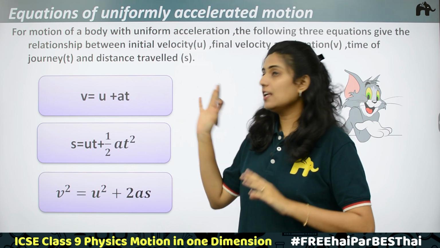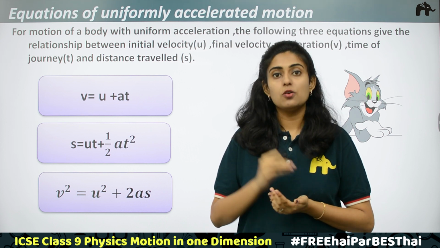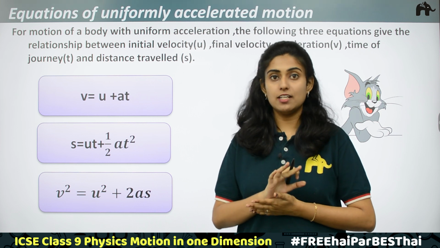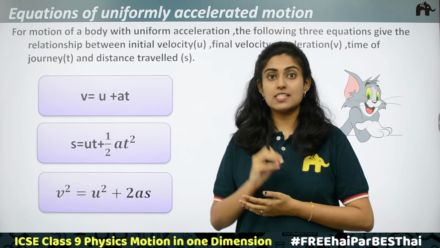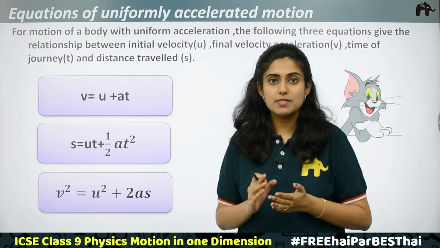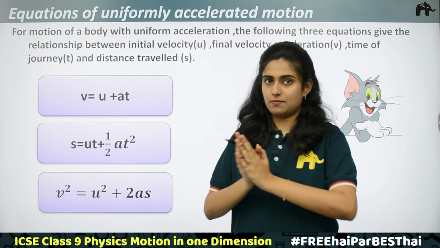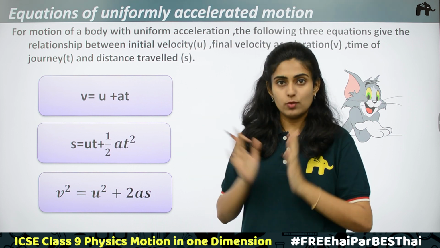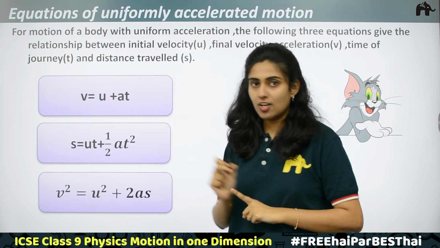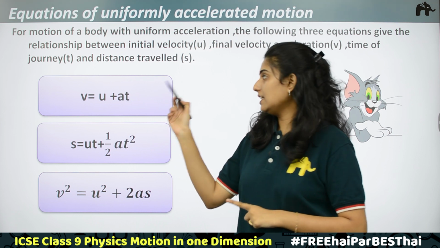So, consider a body that is moving with an initial velocity u in uniformly accelerated motion. Uniformly accelerated motion means the motion of the body is under uniform acceleration, or the acceleration value is a constant. In time t its velocity changes to v and it has travelled a distance of s. In that case, the first equation of motion is v = u + at. So, v is the final velocity, u is the initial velocity, a is the acceleration and t is the time.